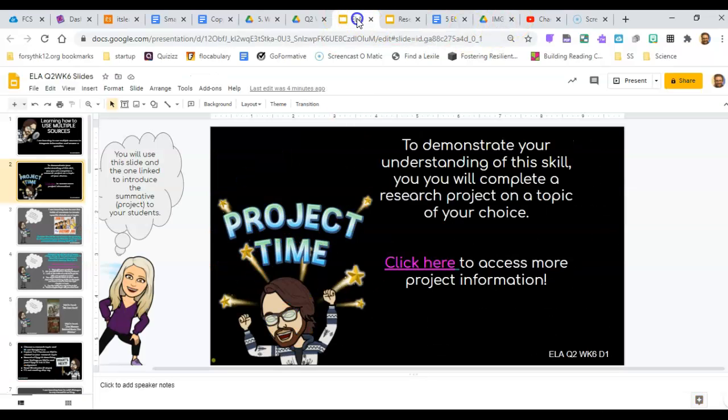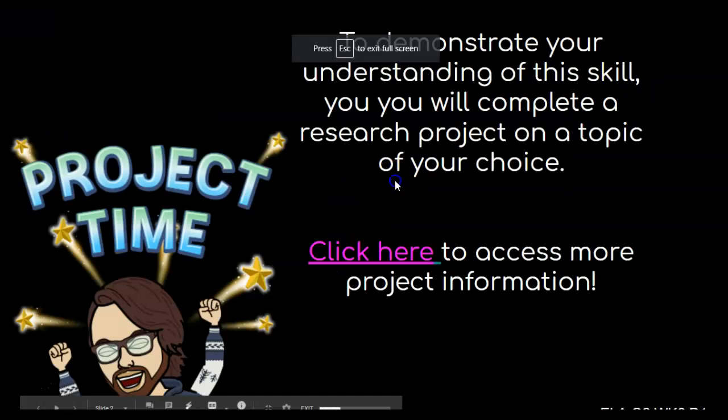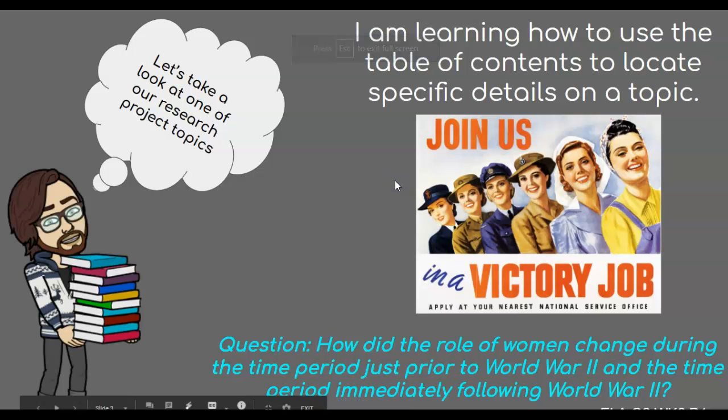Okay, so going back to where we were, I'm going to use this as an example here. Let's take a look and say if this is one of our research topics that we're choosing. Okay, we're going to study today to finish up our lesson, what does the table of contents offer us that's going to help us as researchers? And we've talked about this some. So for example, I'll choose this question. How did the role of women change during the time period just prior to World War II and the time period immediately following World War II? That, as my example, is what I would choose.